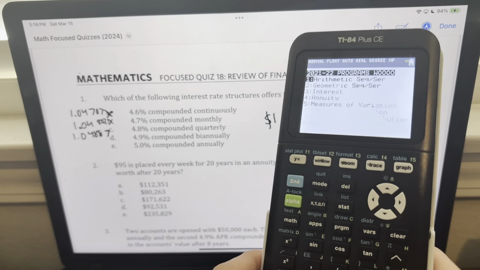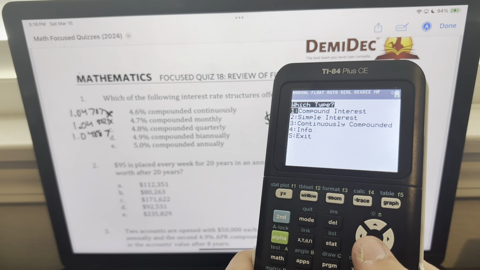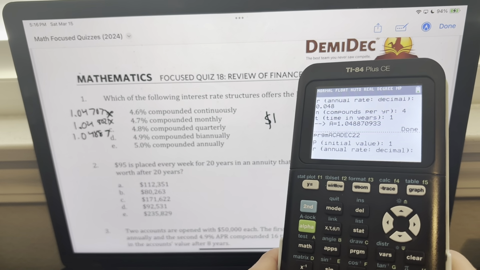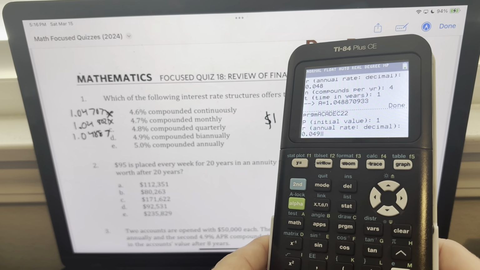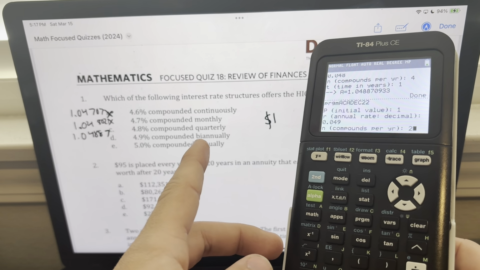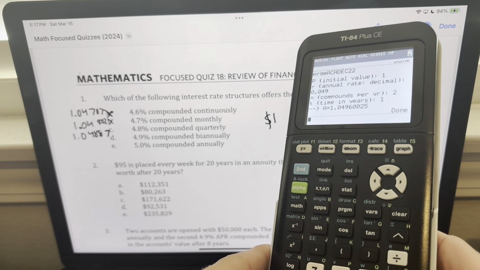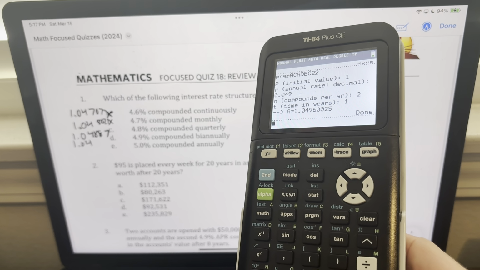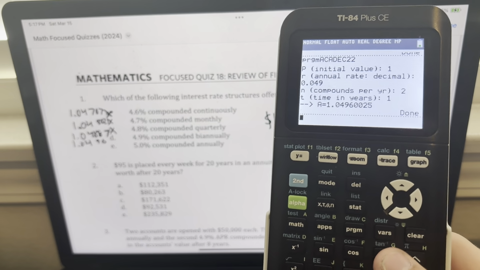Then we get to the next one where we're going to do compound interest again, final value, initial 1, annual rate 0.049 for this option now. And then 2 compounds per year because we are doing it biannually, bi meaning 2. 2 times per year, 1 year. And we get 1.0496, which means we eliminate C because D is higher.